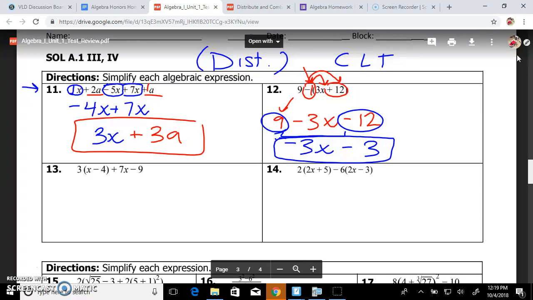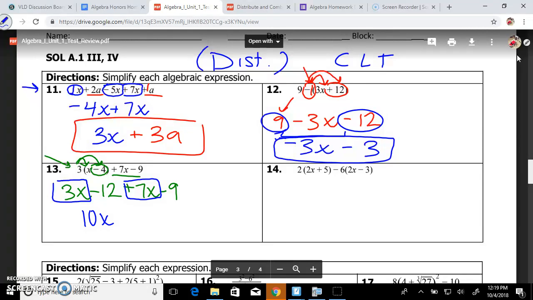Move into number 13. Can we distribute? Yes, we're going to distribute 3 times x, so 3x. Then 3 times negative 4, which is negative 12. We then have plus 7x minus 9. Those don't change, they just come down. Now we can combine like terms. 3x plus 7x. That's nice, that's 10x.